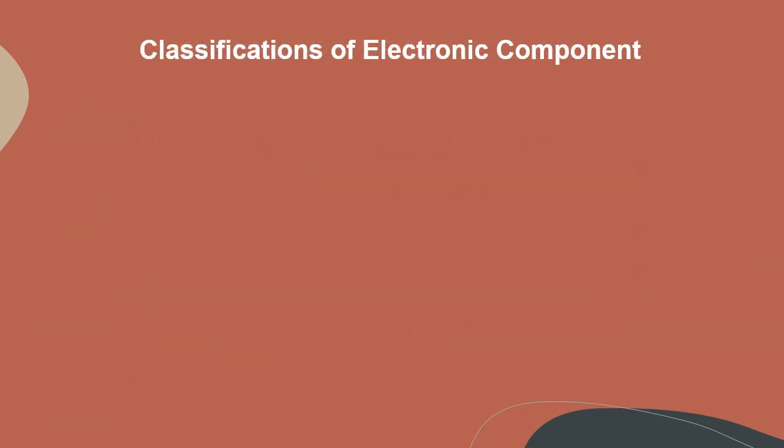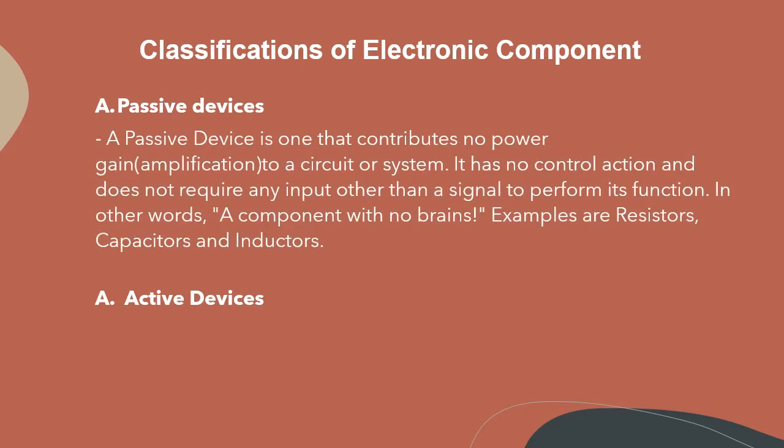We also have here the two classifications of electronic component, the passive device and the active device. Passive device is one that contributes no power gain or amplification to a circuit or system. It has no control action and does not require any input other than a signal to perform its function. In other words, when we say passive device, it's a component with no brains. Examples are resistors, capacitors, and inductors.